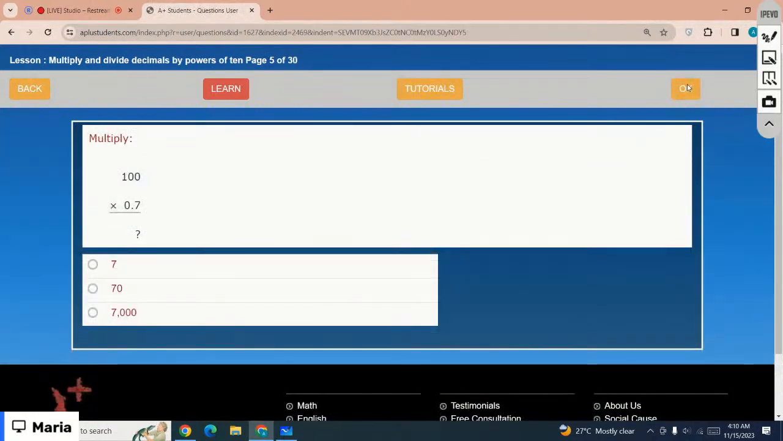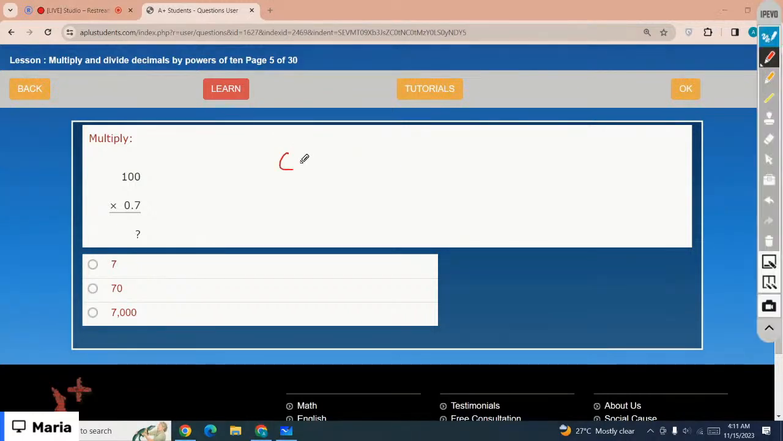Okay, the next one is 100 times 0.7. Which is the correct option? So you are multiplying, right? You need to move the decimal point two places, right? You have 0.7. So you have to move two places. You have only one. Just add an extra zero and move the decimal. So it would be 70. The correct option is 70. Got it?